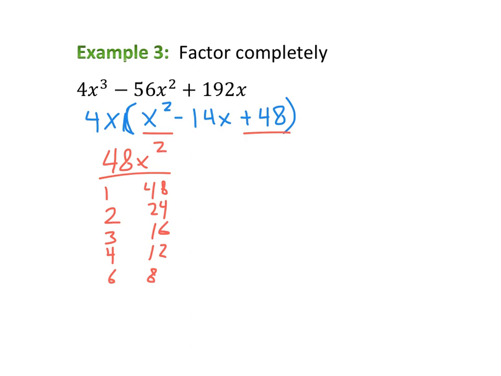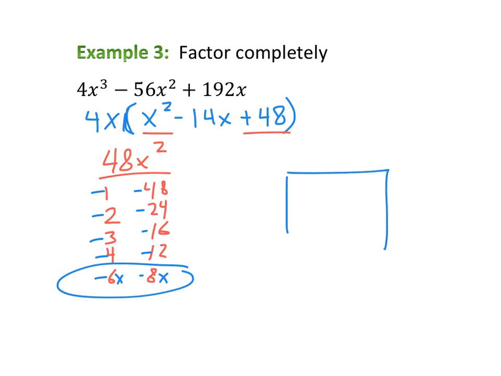Because it multiplies to be positive, the signs are the same. So in this case, they both have to be negative. And the combination I'm going to want is negative 6 and negative 8 to add up to be my middle term. I'm going to give each one an x and then set up my box. In the first box is the first term, which is x squared. Last box, last term, which is 48. In the other two boxes go the other two factors, negative 6x and negative 8x.